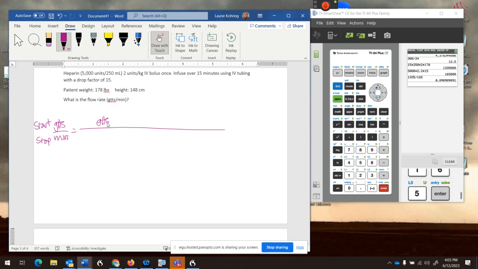And looking in the question, I don't see drops listed anywhere, but I do know drop factor, and the number will have drops per milliliter tied to it. So that will be my drops that I will bring. So 15 drops, 1 milliliter. Next is milliliters. So the 250, and it comes with 5,000 units.